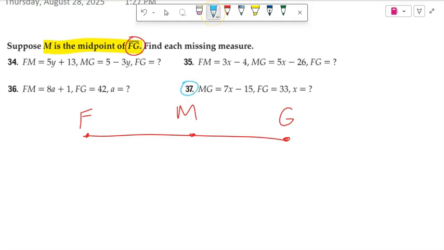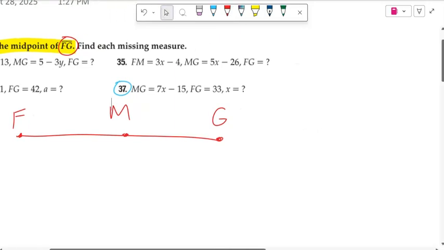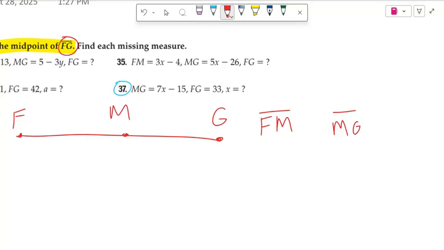Before we even start on the problem, I'm just looking at this drawing here. If M is the midpoint, what do we know about this segment here? Start us off, Michael. FM equals MG. Not necessarily equals. What did we talk about yesterday? What's the correct word here? FM is congruent to MG. So go ahead and write that down.